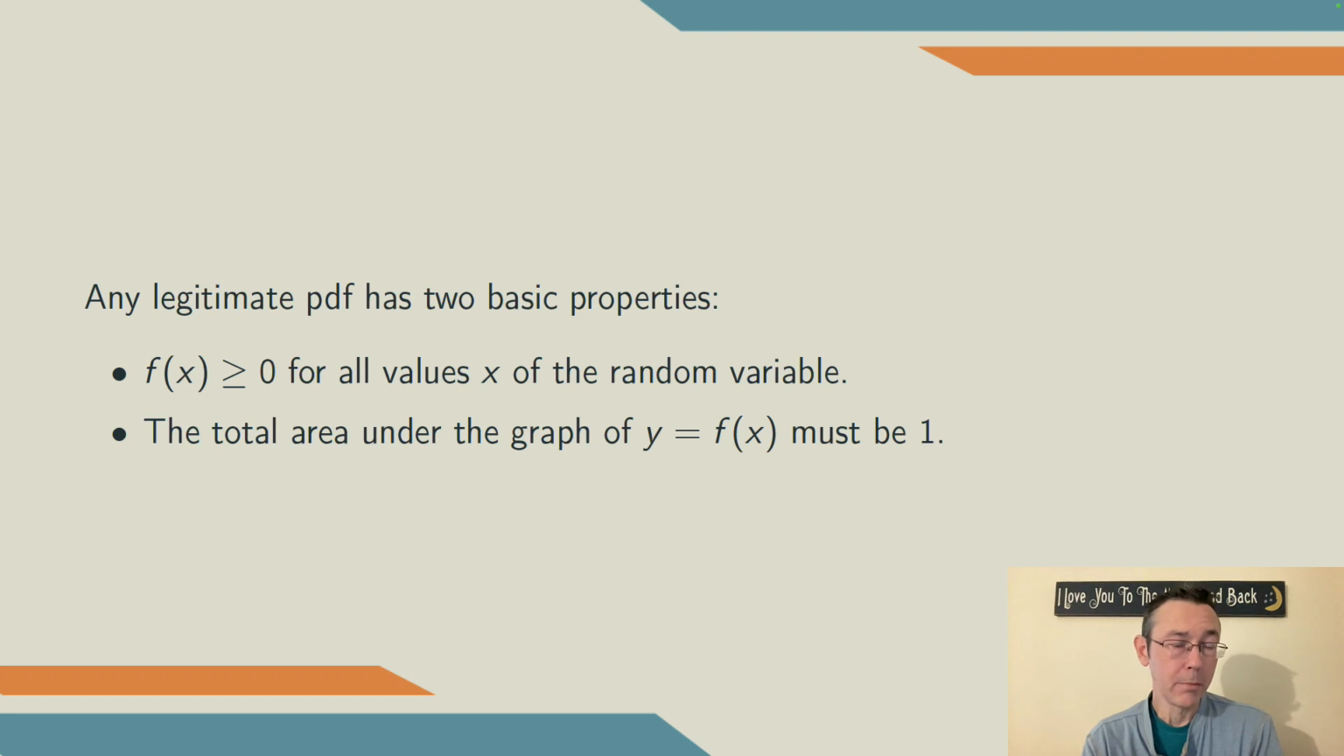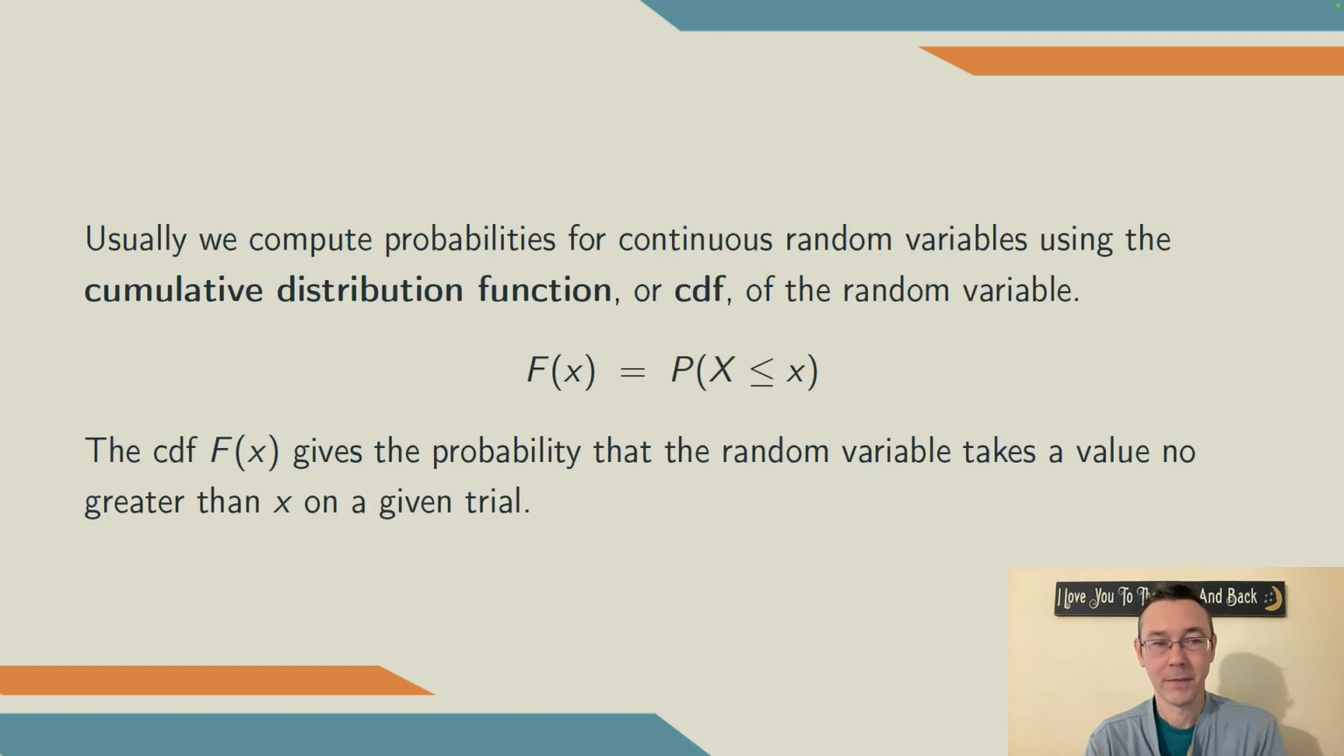Any legitimate probability density function, or PDF, has to have two basic properties. First of all, it always has to be positive. These are representing probability densities, so probabilities should always be positive. This property makes sense. Secondly, the total area under the graph of any density function has to be 1. To say that a bit more technically, if we integrate f(x) over the support of x, we should always get 1. Now, usually we actually compute probabilities for continuous random variables using a cumulative distribution function, or CDF, rather than using the PDF directly.